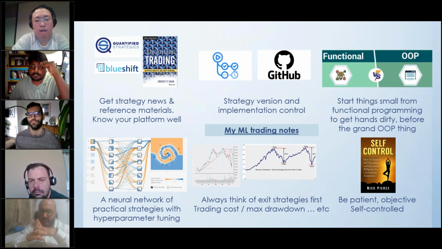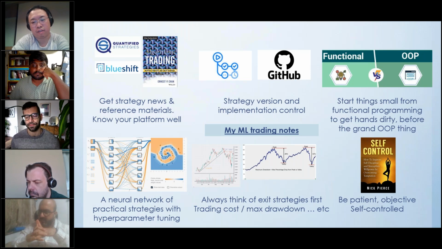And sometimes when I try to deploy the strategies, I always make sure that there's a prudent thought in terms of the exit strategies first. No matter the ROI, on top there may be some level of trading costs, the max drawdown, etc. These are the critical parameters that we usually need to see.